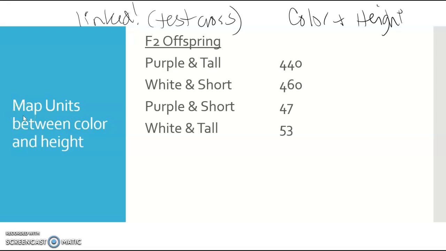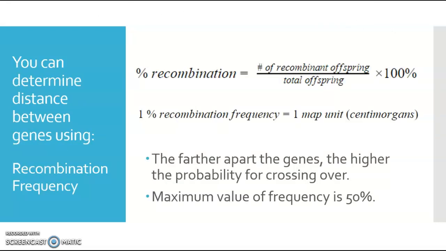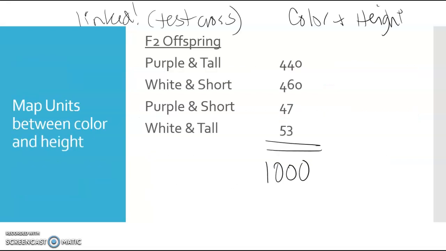So if you kind of go through and you total up your values, so you'll have to use your calculator for this, you are going to see that you have a total of 1,000 offspring. Now, the next step is you want to see what the percent recombination frequency is going to be. So remember, percent recombination equals the number of recombinant offspring divided by the total.